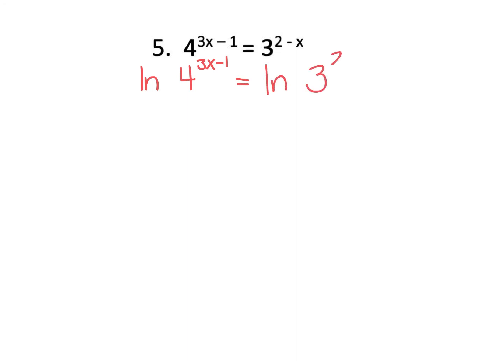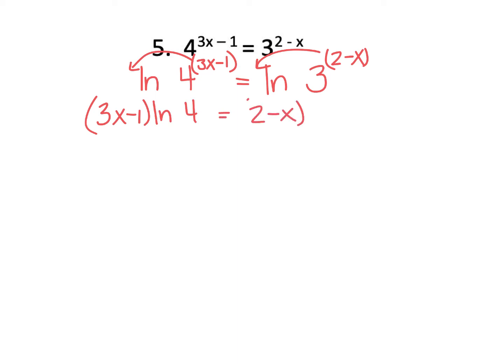Ln of 3 to the 2 minus x. Okay, so now I'm going to use my power rule and bring this out front, which gives me 3x minus 1 times the ln of 4 is equal to 2 minus x times the ln of 3. And just looking ahead here, sometimes the roadmap is not completely clear, but I recognize that I have an x on either side and it's embedded within parentheses. I need to get my x's on one side and my constants to the opposite. So I'm actually going to do some distributing on both the left and the right.